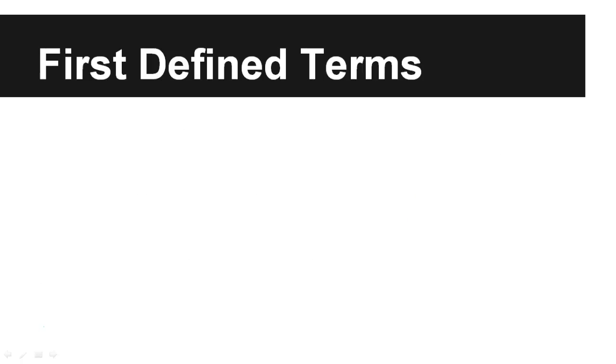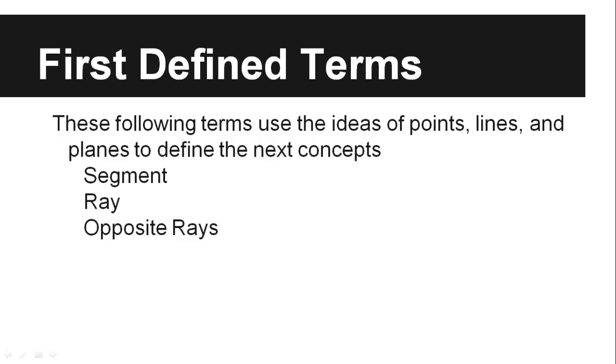Now that we've got those three undefined terms, we're going to use points, lines, and planes to come up with these next three concepts, which are the first three and the ultimate basic definitions for geometry, our first three defined terms, which are the segment, the ray, and the opposite ray.